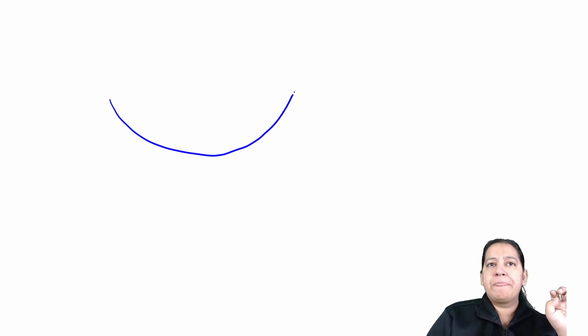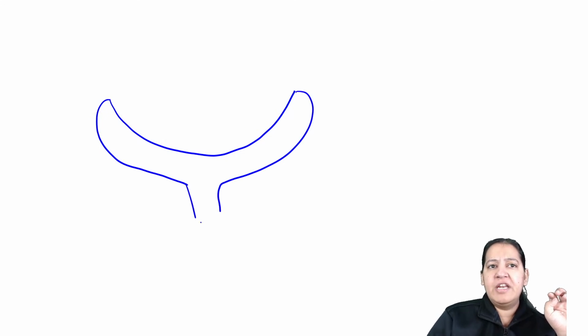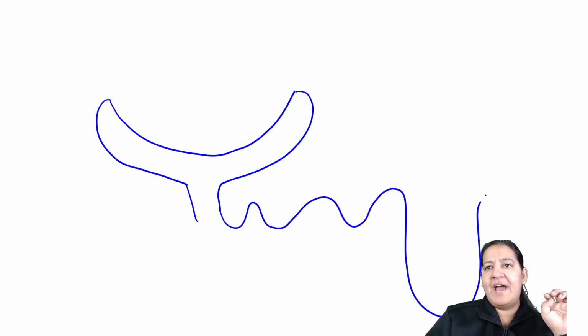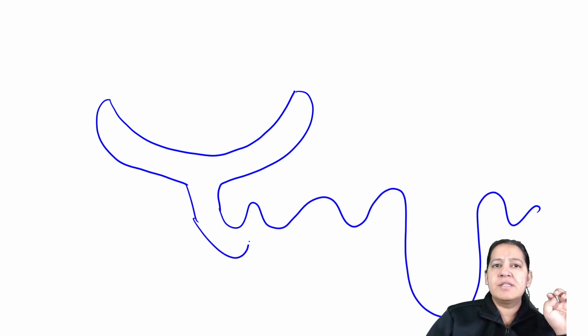Okay, let me draw it for you. Let me draw a Bowman's capsule. So what is a Bowman's capsule? It is a capsulated structure, this one, and it will continue in PCT. It is continuing in PCT, loop of Henle, DCT in this manner. So it is continuing here.